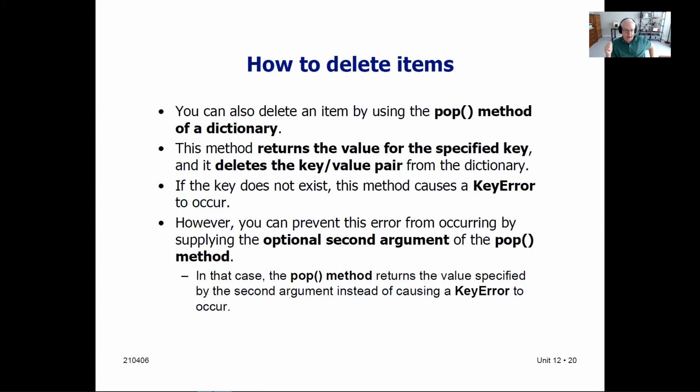If the key does not exist, pop gives you a second argument, just like it did when we were dealing with lists, so that you can have a return in the case that there is no key. So I would certainly want to use that optional second argument with the pop method.